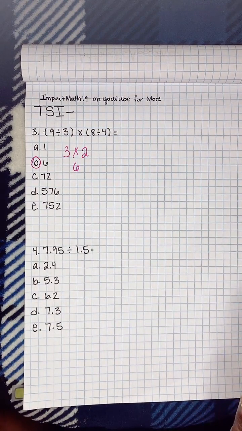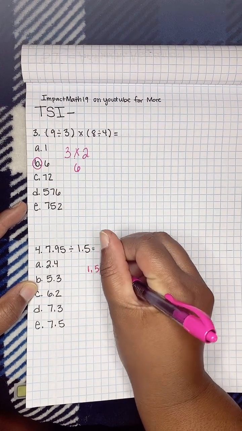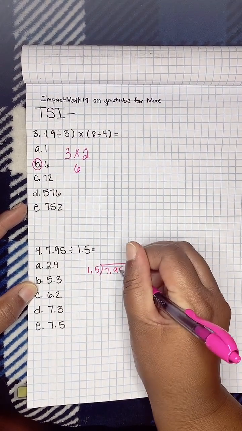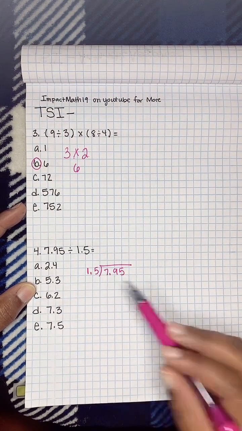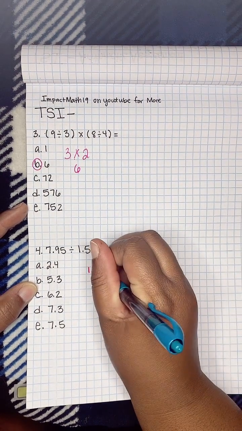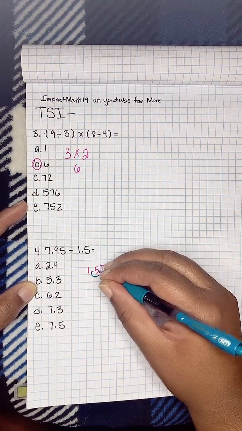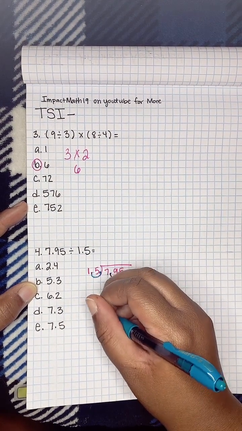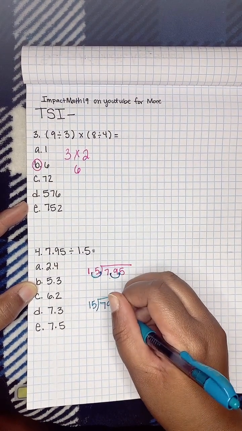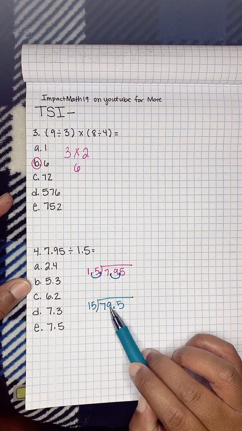So how we would set this up, if you're not using a calculator, you would go 1.5 divided by 7.95. The problem is you can never divide by a decimal. So we have to make this a whole number. So what I have to do is move this over here by 1. If we move this over here by 1, then what we do to the outside, we also have to do to the inside. So we can rewrite this as 15 divided by 79.5. All right. So now we're going to ask ourselves, how many 15s can fit into 79?